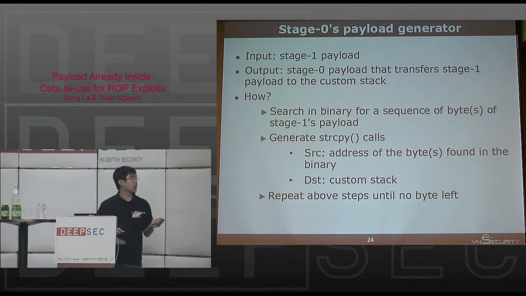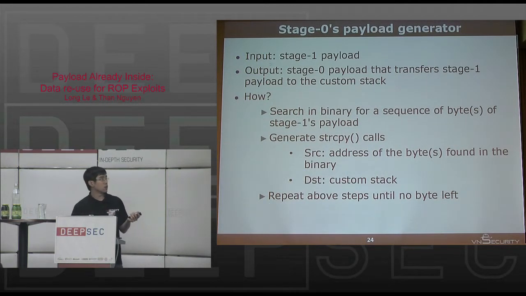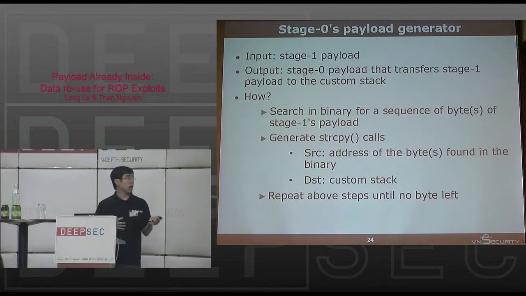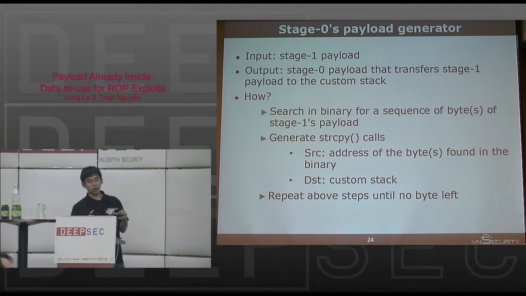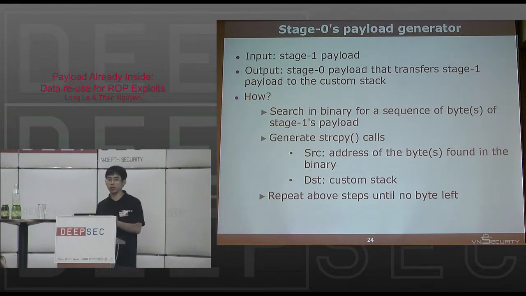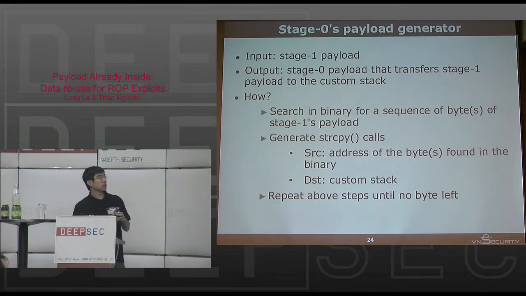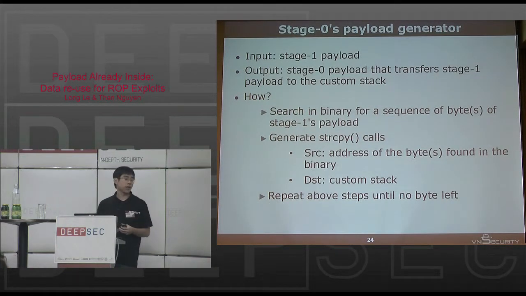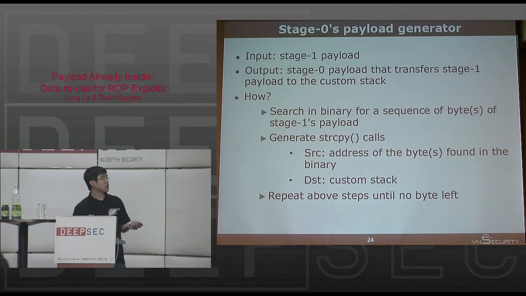So this is how the algorithm works. The input for state 0 is the state 1 payload, and the output is the state 0 payload, which helps to transfer the state 1 payload into the custom stack. Then after you transfer the complete state 1 payload, it will just switch the stack frame. How can it do that?